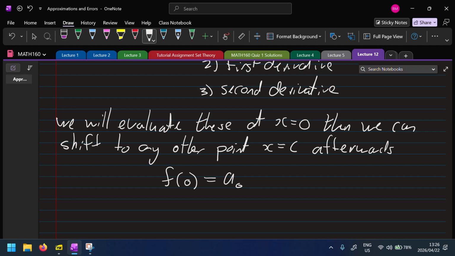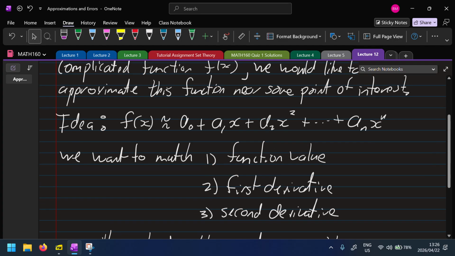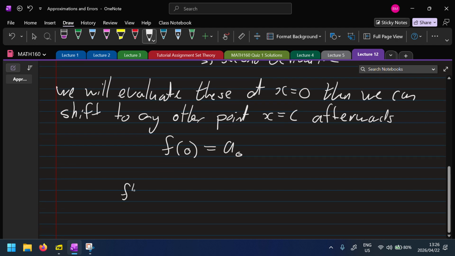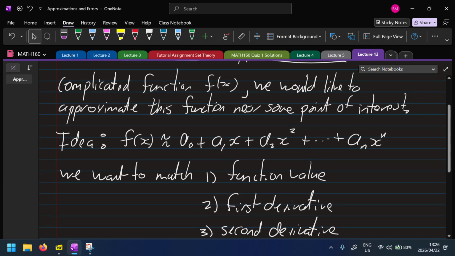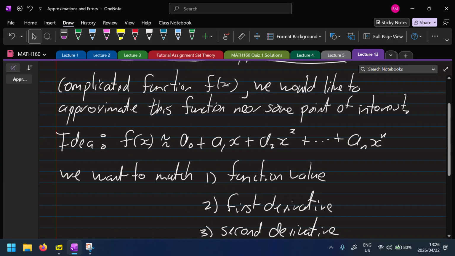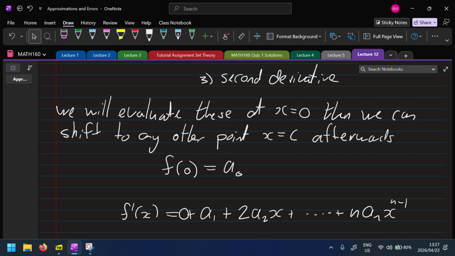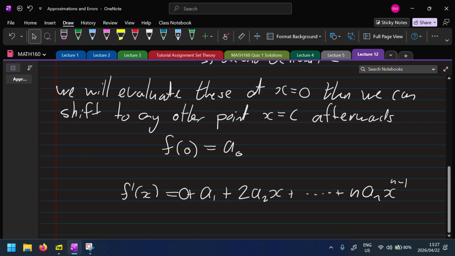Now let's match the first derivatives on both sides. So on the left side, the first derivative is just f prime, very simple. And then on the right side, we need the derivatives of all of those terms. So the derivative of A0, that's a constant, that goes away. Derivative of A1x, just A1. So we have 0 plus A1 plus 2A2x plus dot dot dots plus n an x to the n minus 1. Okay, so that's what we get with the first derivative.